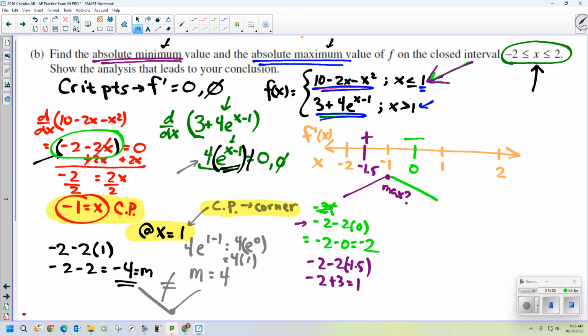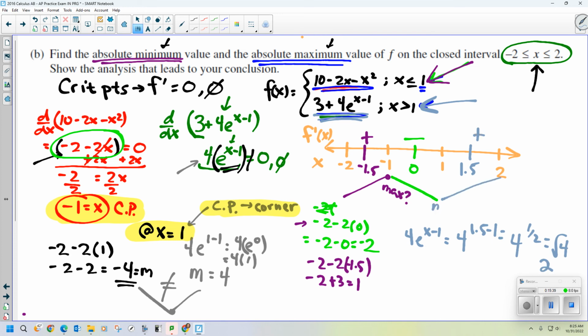Now let's check a positive 1.5. I'm going to use this one because that's bigger than 1. So I'm taking the derivative of this side, which is 4e to the x minus 1, which is 4 times e to the 1.5 minus 1, which is 4 to the 1/2, the square root of 4, which is 2. It's positive, so it's going up. So this might be a minimum.